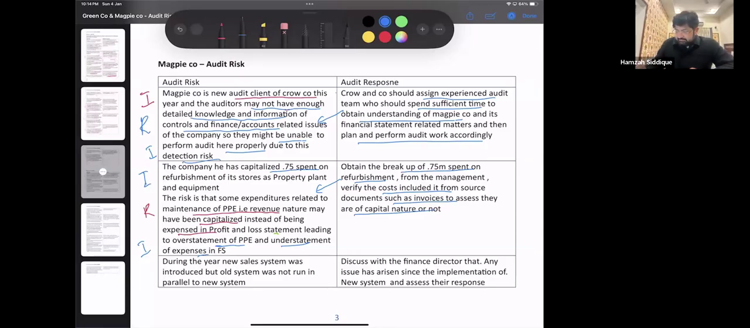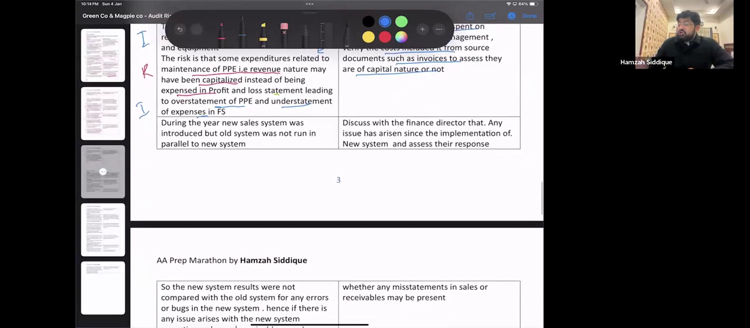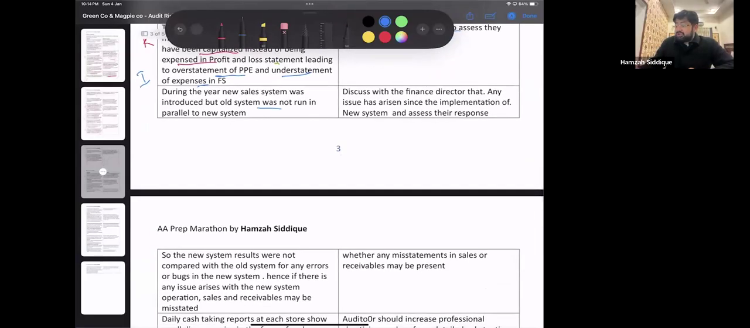Same framework, issue, risk, impact, to write the answer. During the year, a new sales system was introduced, but it was not run in parallel. What is the risk? The new system results were not compared with the old system for any errors or bugs. Hence, if any issue arises, the impact is that sales and receivables, because it is a sales system, may be misstated.